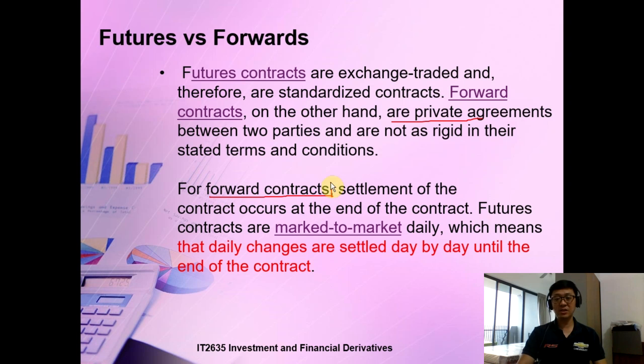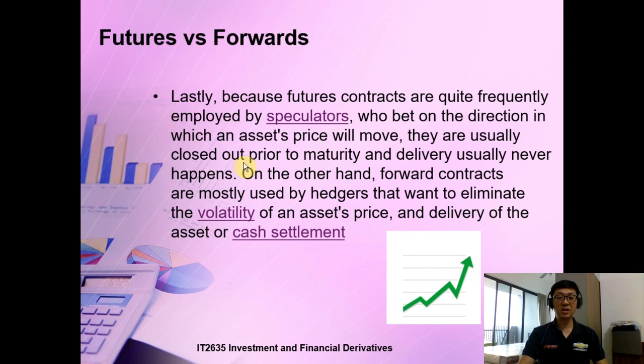The other difference is that in a forward contract, the settlement is done at the end of the maturity date, at the end of the contract. Whereas futures contracts are settled almost daily. The daily settlement is done rather than at the end of the contract. So that's another difference between the futures and the forward contract.